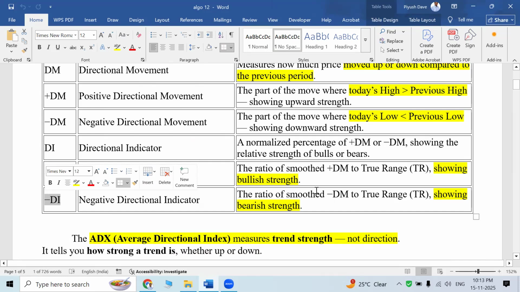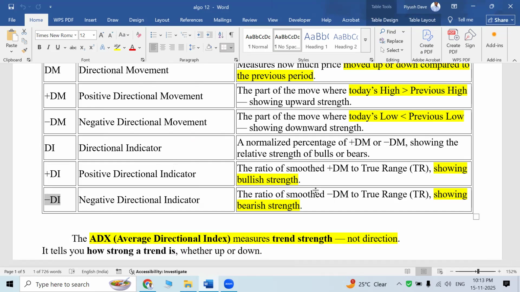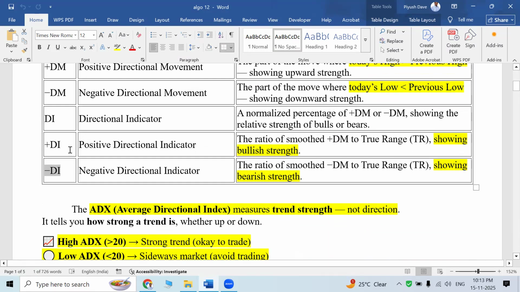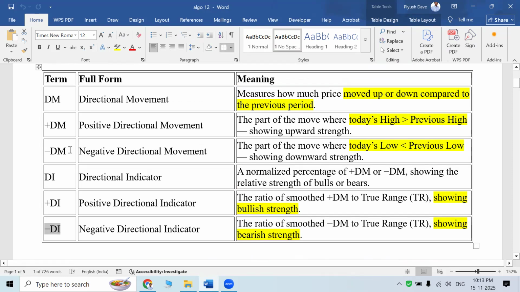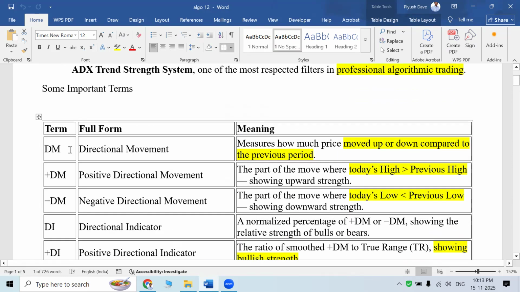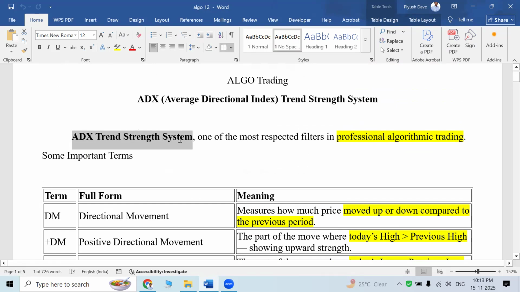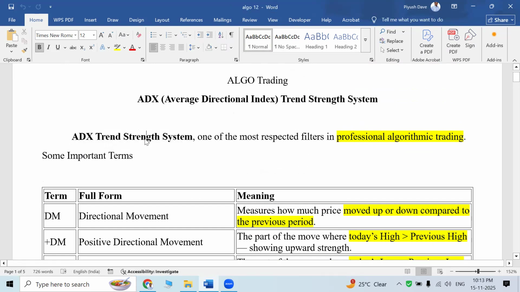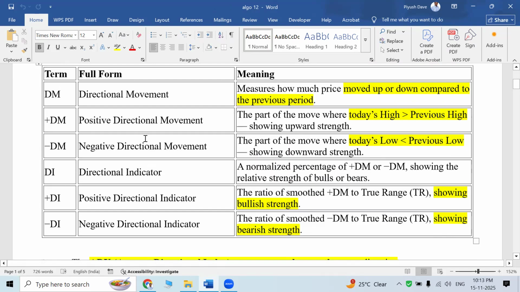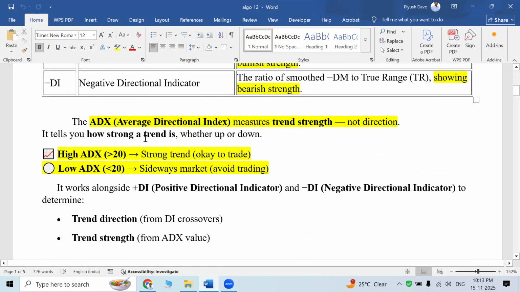We will first understand how to find DI plus or minus and DM plus or minus, and then how ADX is calculated from this. It's core mathematics, so you need to keep your focus. First, if the final ADX value is greater than 20, we are going to trade. If ADX is less than 20, it is considered a sideways market.